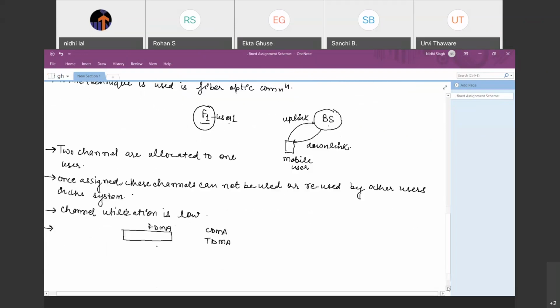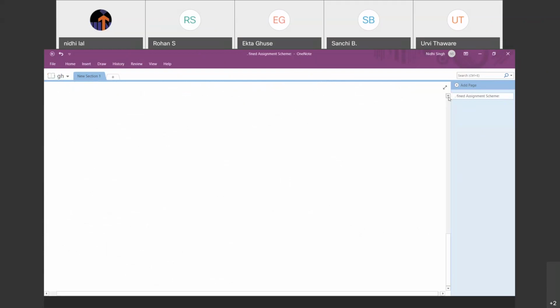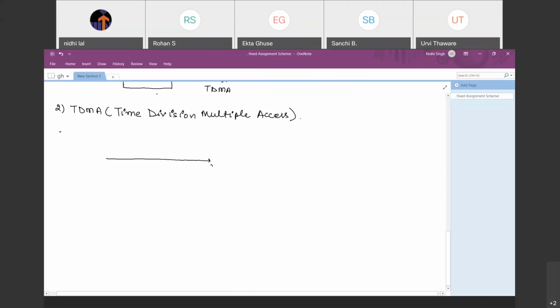So now moving towards TDMA, let's see what TDMA is. TDMA is called time division multiple access. As the name indicates, in the previous FDMA we divided the frequency into multiple frequency bands. Just like that, in TDMA we divide our resource, meaning the channel, in terms of time, in terms of slots. So what is a slot? This is one slot, this is another one, this is another one, and this is another one.